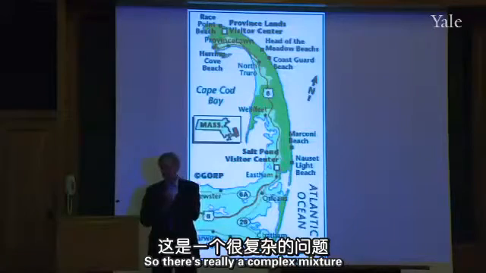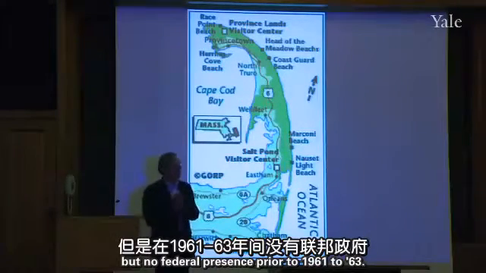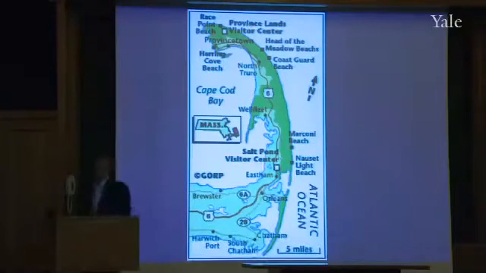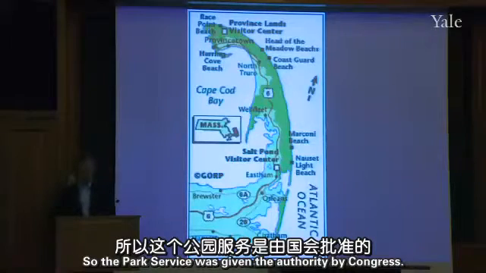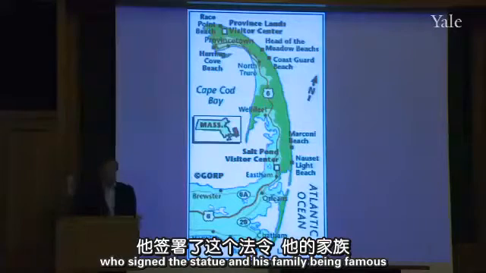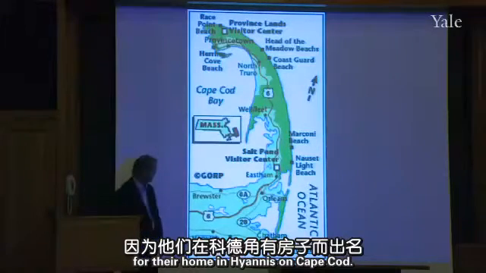So there's a really complex mixture of different public and private ownership patterns, but no federal presence prior to 1961 to 63. So the Park Service was given the authority by Congress. This is John F. Kennedy who signed the statute, and his family being famous for their home in Hyannis on Cape Cod.